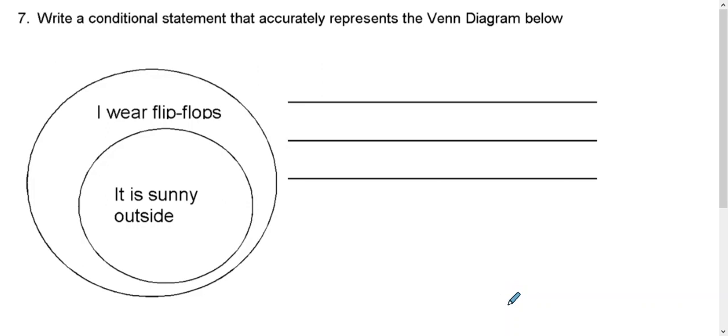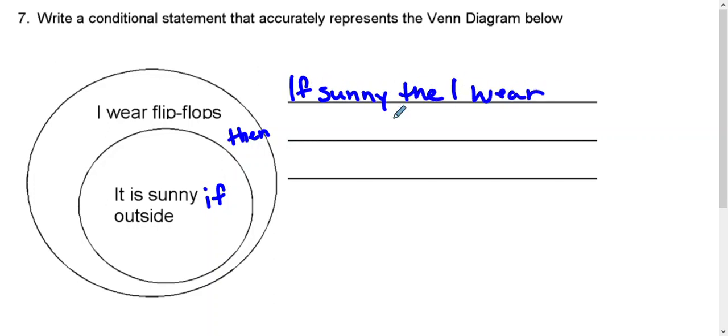Okay. Number 7 is asking us to interpret the Venn diagram. When you have a subset Venn diagram like this, it's very helpful to remember that if is in the middle, the more specific one, and then is on the outside. So if we wanted to write about this statement, we could say, if it's sunny, then I wear flip-flops.